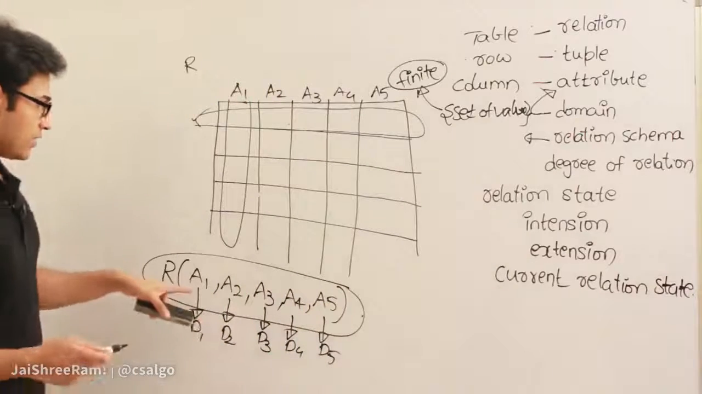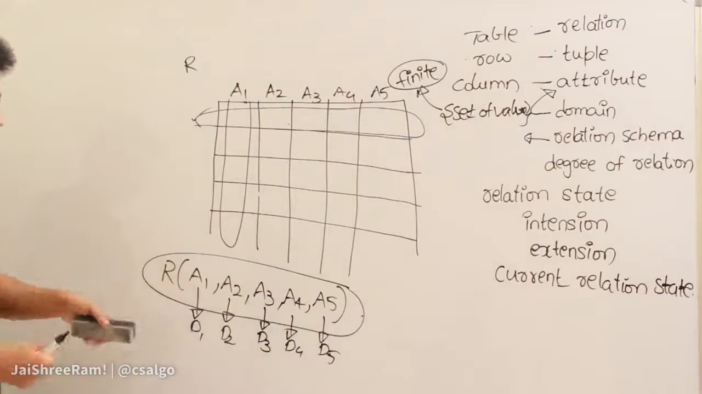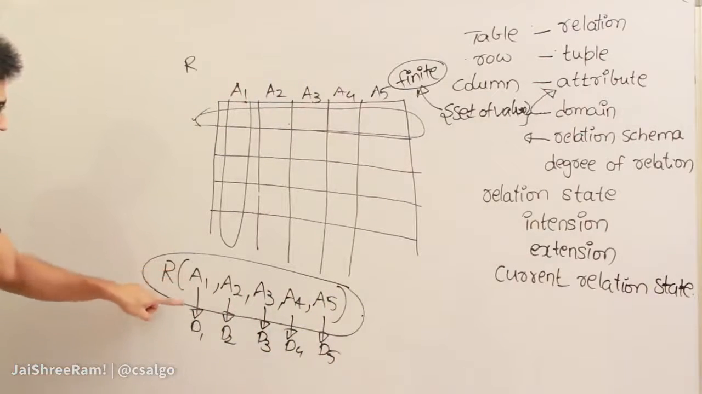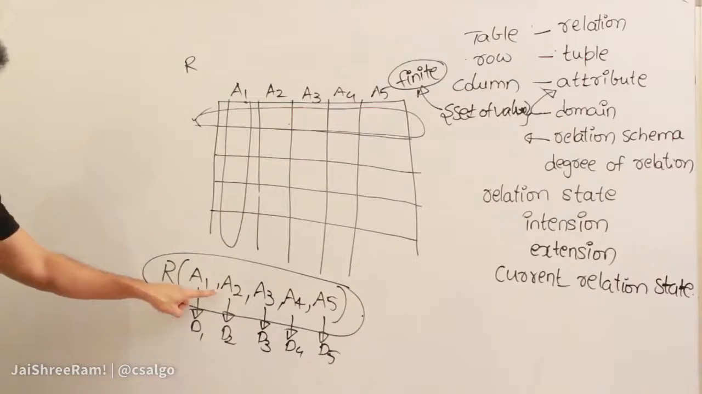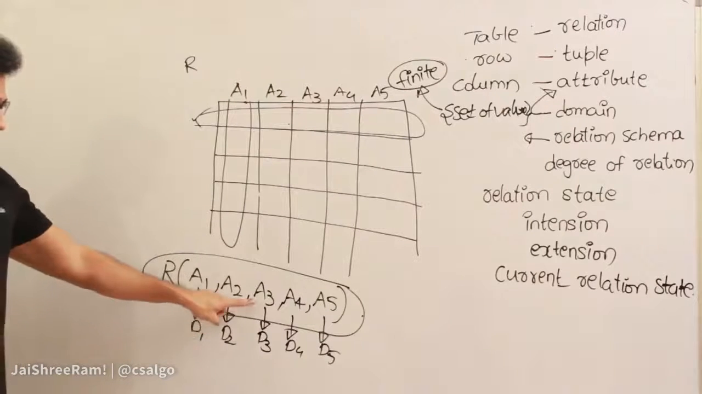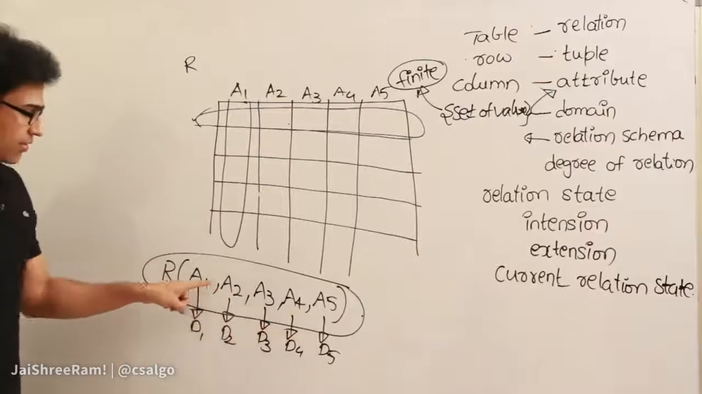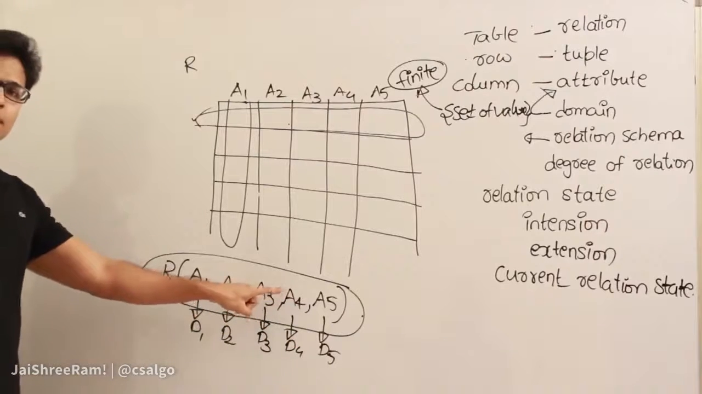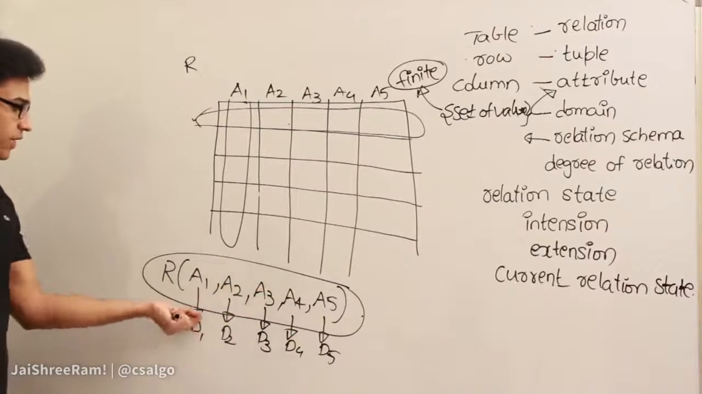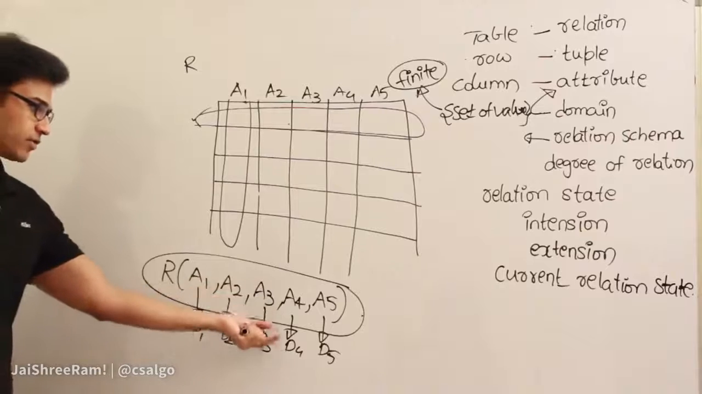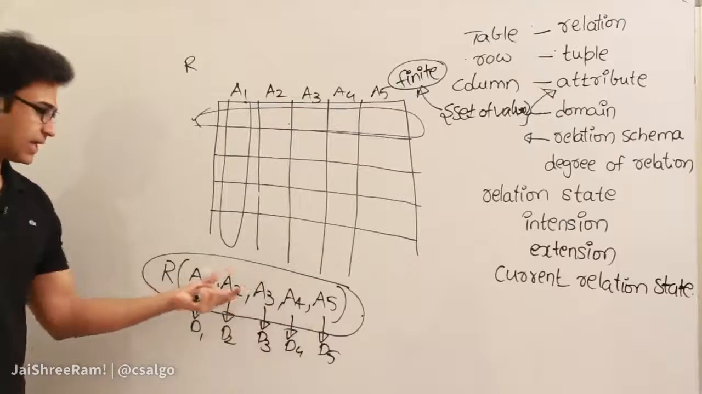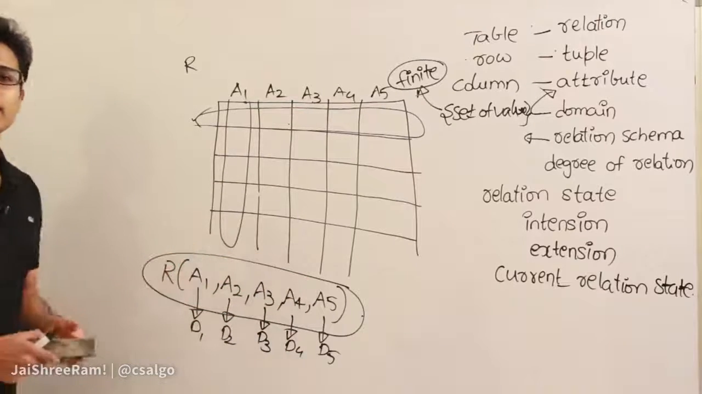Now A1 is nothing but a set of all values. A1 can take any values from D1, isn't it? And A2 can take any values from D2, and A3 can take any values from D3. All these are sets of values, and all these are attributes, and in any particular row we are going to pick one value from this, one value from this, one value from this, one value from this, and one value from this in order to make it a tuple, right?